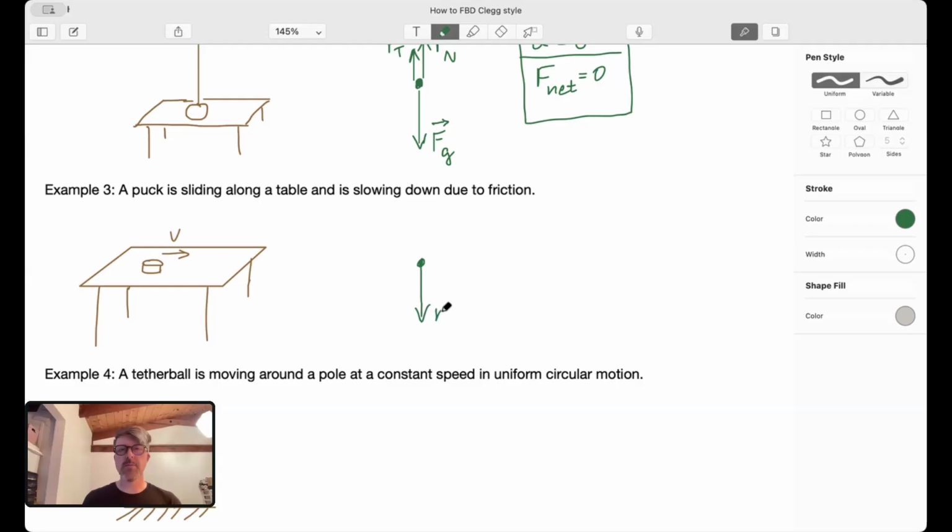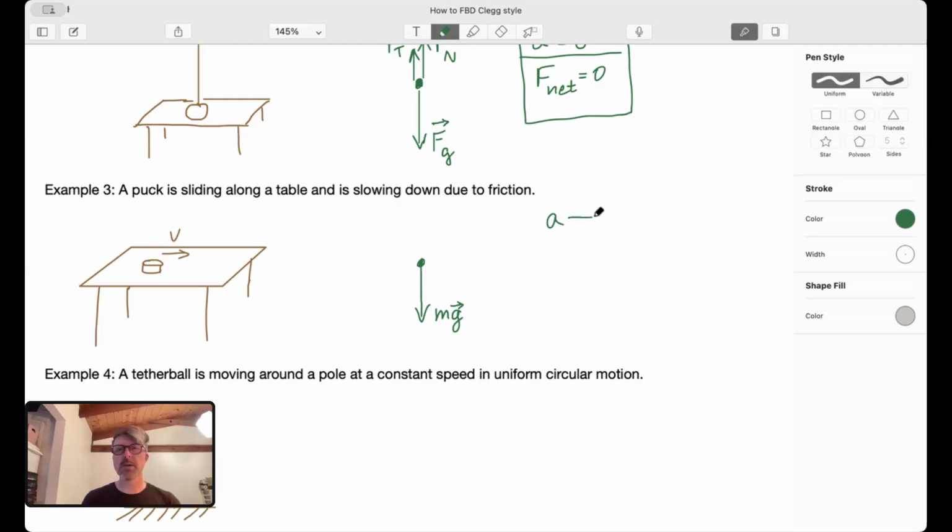And I'll call it mg again because I like that. Mass times acceleration due to gravity. And I might be a little stuck here. I'm not sure if I can think of other things, but I'm going to go ahead and do this part because I know that the acceleration is not 0. It's sliding on a table and it's slowing down.